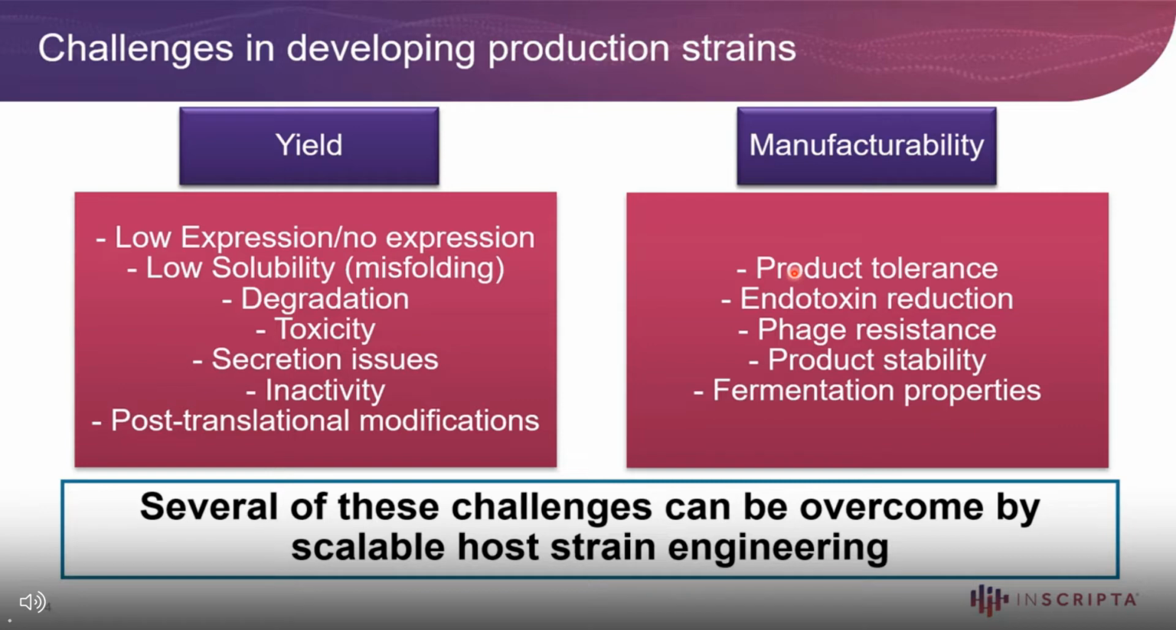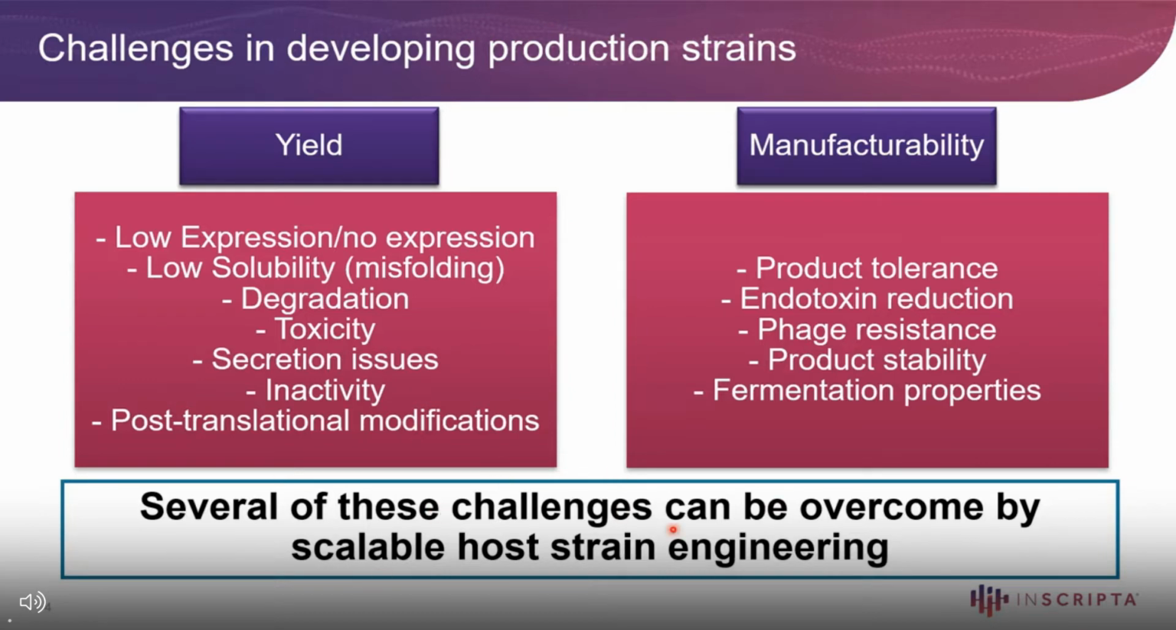So developing strains that are more resistant to phage would be beneficial. Ultimate product stability: after manufacturing and downstream processing, you care about having a product that is stable, and changes to the host strain can have an impact on that product stability. And then you also need a strain that has good fermentation properties, so it basically grows well in fermentation tanks. These are some of the main challenges from a yield and manufacturability point of view.